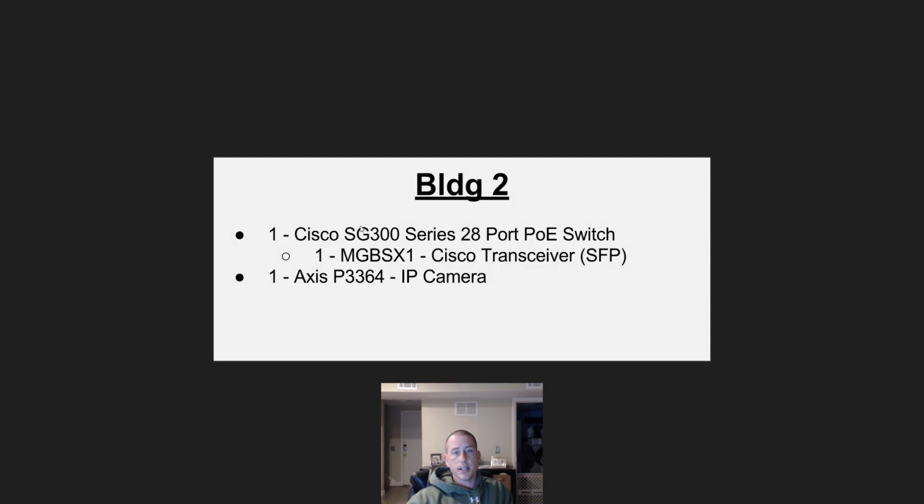The equipment list you have for the second building is also a Cisco SG300 28-port PoE switch that you also need to install that same Cisco transceiver, transmit, receive, SFP in. And you're going to be provided a P3364 Axis IP camera.